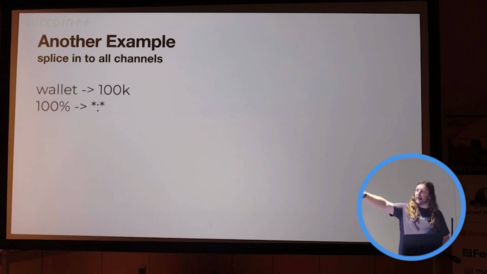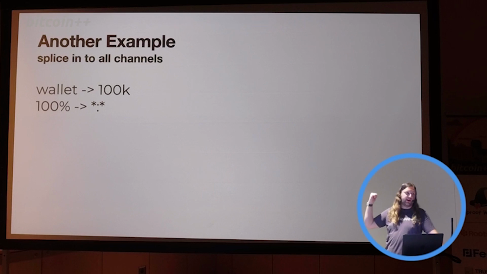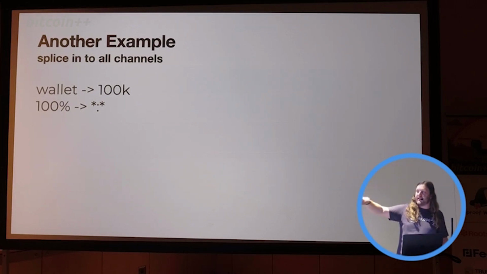So on the top line, he's asking about, I'm just going to explain it. On the top line, we have the wallet on the left of the arrow. It's pointing out to the right. We're withdrawing 100,000 sats from the wallet. And on the next line, we're saying 100% of whatever there is, which is going to be 100K minus the fee. We're going to put all of that into this funky star colon star.